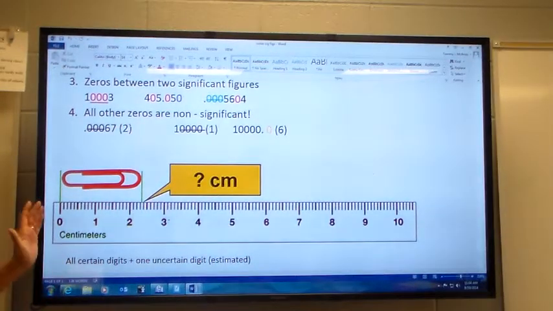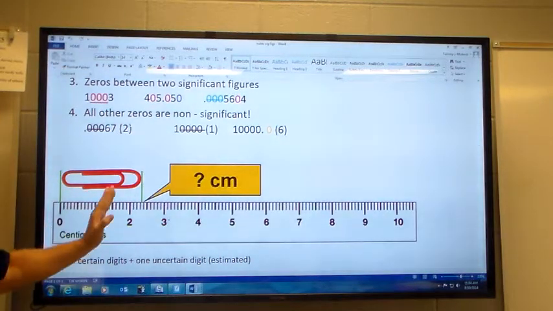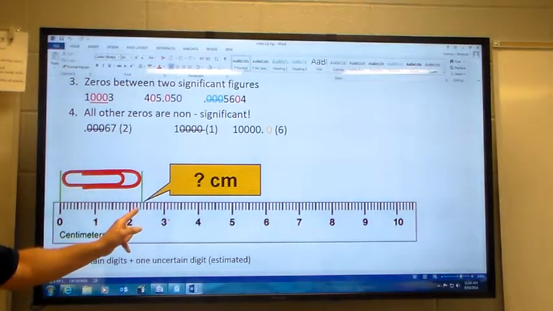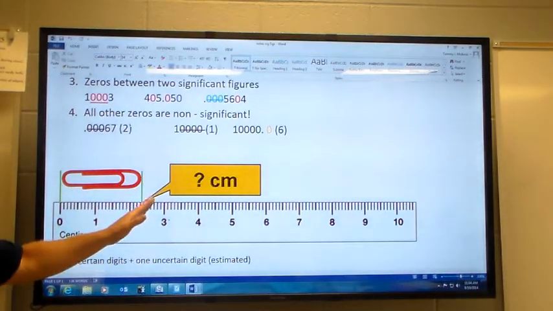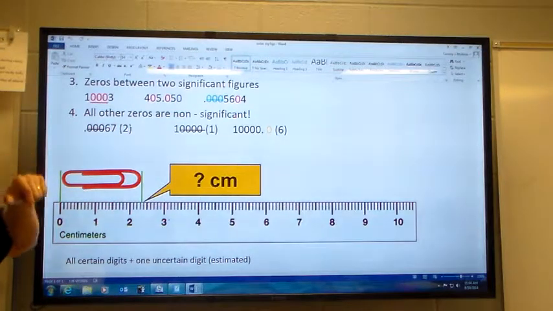I just showed you how, in a measurement with this paper clip, you are to include every certain digit that the instrument allows you to read. So we have 2.3, and then the mark is between the 0.3 and the 0.4. And we just showed in class how each individual would read that differently.